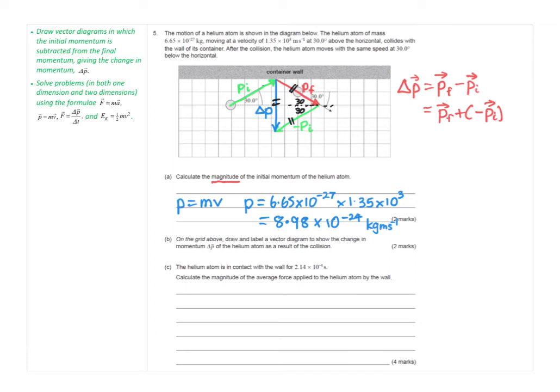So I'm really moving on to part C, calculate the magnitude of the average force applied to the ball. So the change in momentum, and again, it's the magnitude. We're not worried about the direction because it's just the magnitude, will be equal in magnitude to the initial momentum, which is 8.98 times 10 to the minus 24 kilograms meters per second. That's because we've recognised we've got an equilateral triangle.